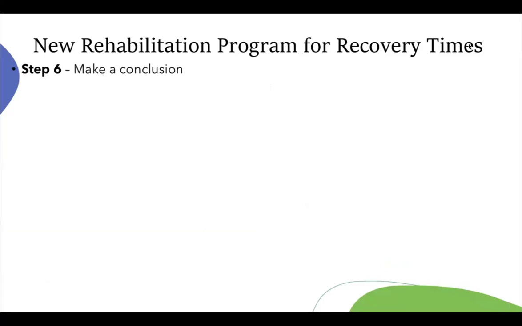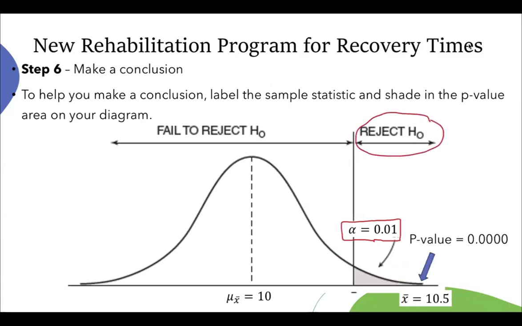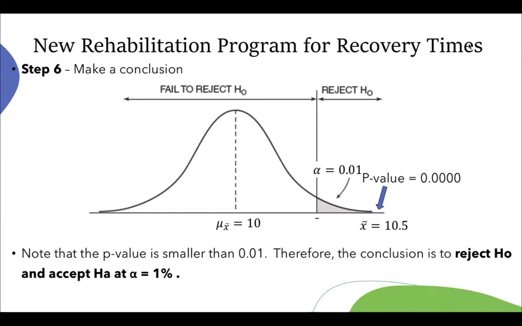Okay, so now our conclusion. Well, going back to this picture, we needed our p-value to be smaller than 0.01. Not only is it smaller than 0.01, it's practically 0. So our conclusion is going to be to reject the null hypothesis. The p-value is smaller than 0.01. The conclusion is reject H0 and accept HA at alpha equals 1%. So we've rejected H0 and accepted HA.